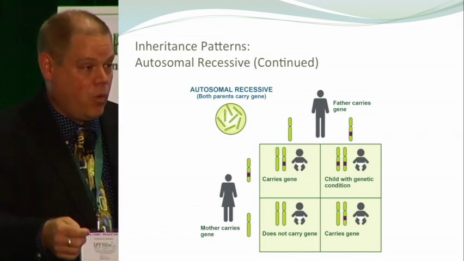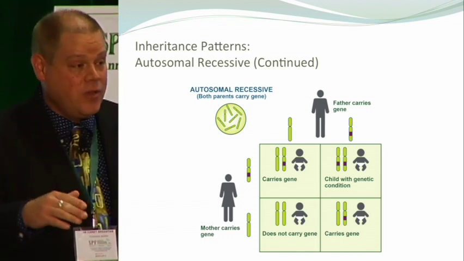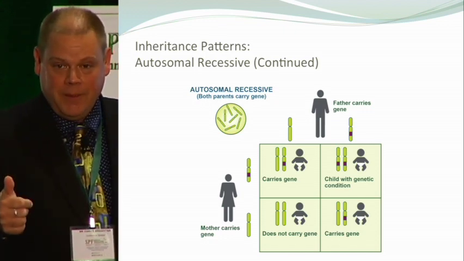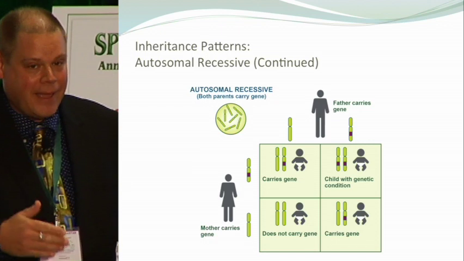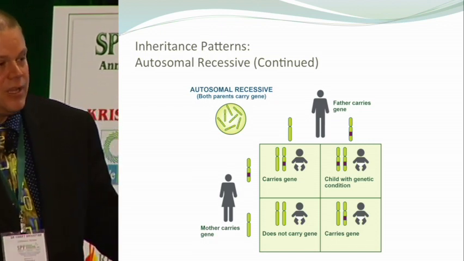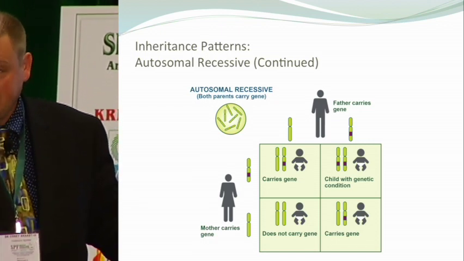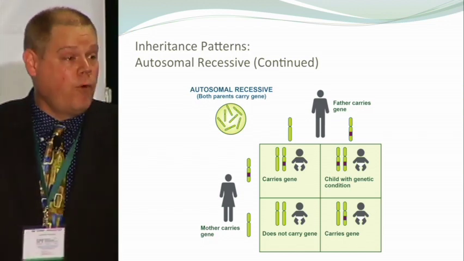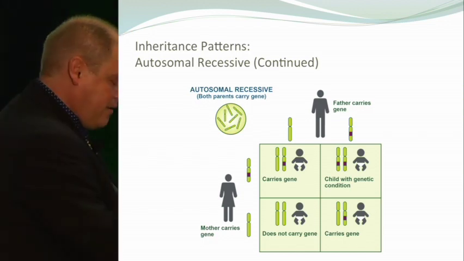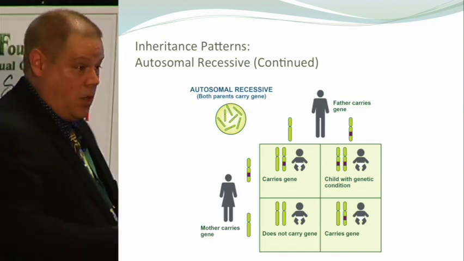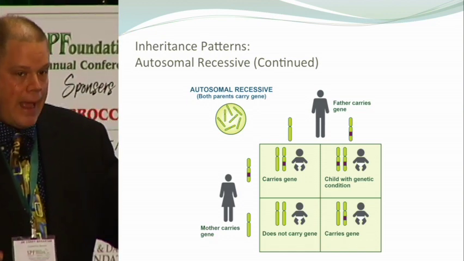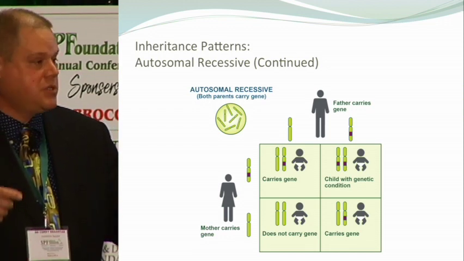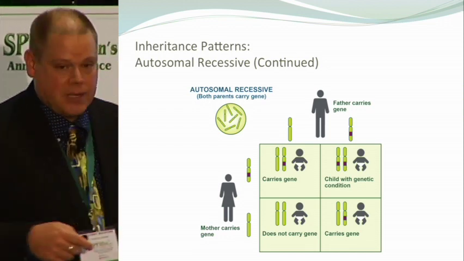So it's like flipping a coin, right? If it's 50-50, you can get 4 heads in a row. It's unlikely, but the next time you flip, it's not more likely to be tails. It's still a 50-50 chance of being heads or tails. Exactly. So if this couple had 4 children, all 4 could have disease. It's unlikely, but it could happen. Each child has an independent risk, 25% risk of having a child with a genetic condition.